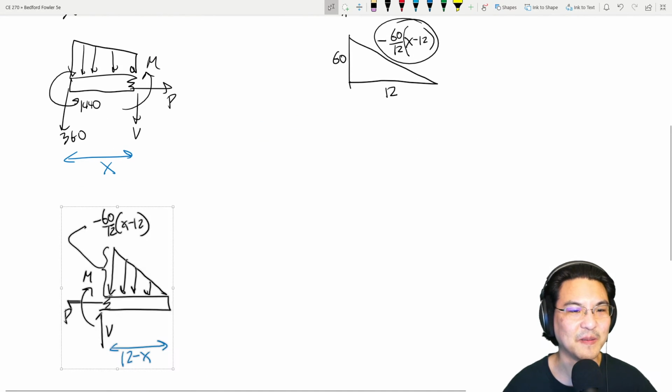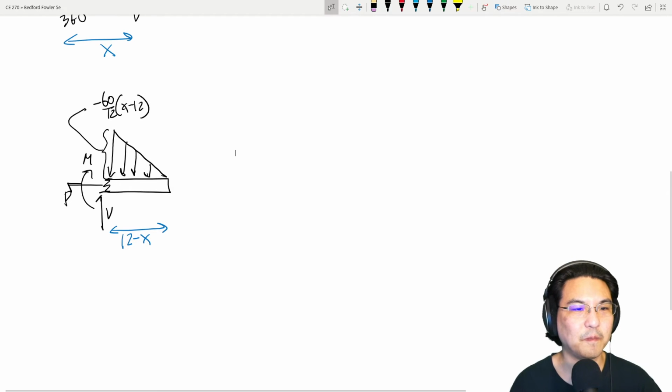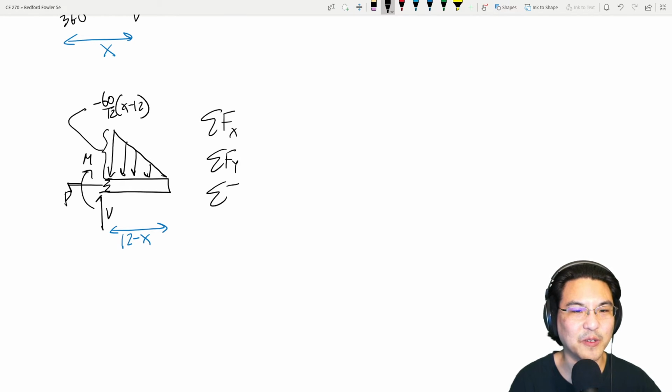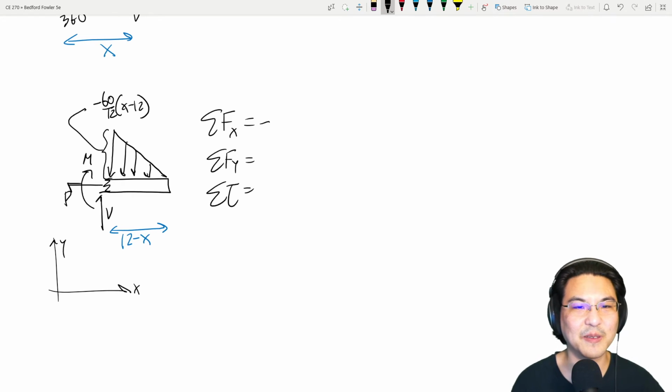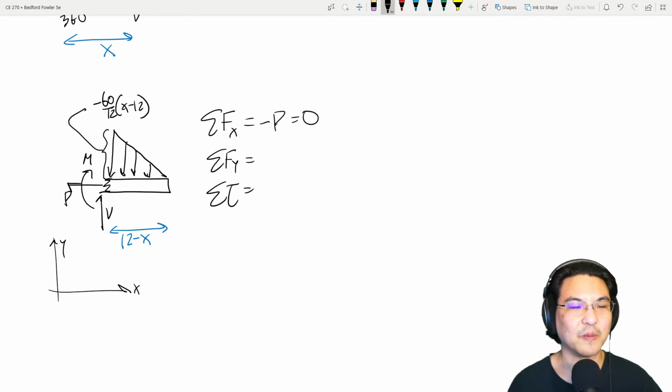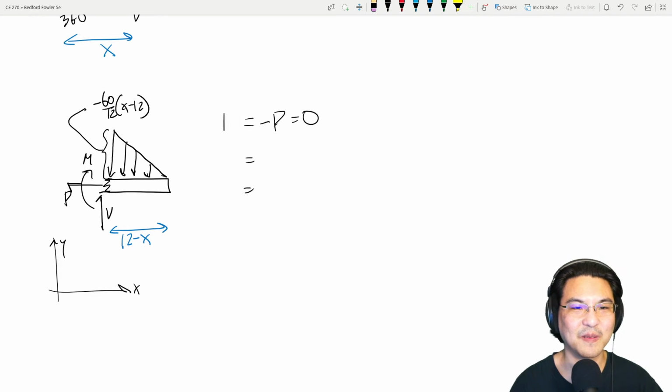Okay, so let's solve for these internal forces and moments. Okay, so in the x direction, again, I have this way like this, right? So in the x direction, minus b. Y direction, what do we do? Okay, let me use the space over here.